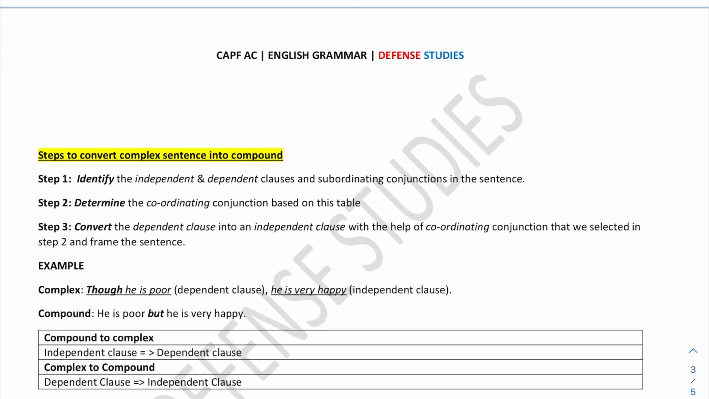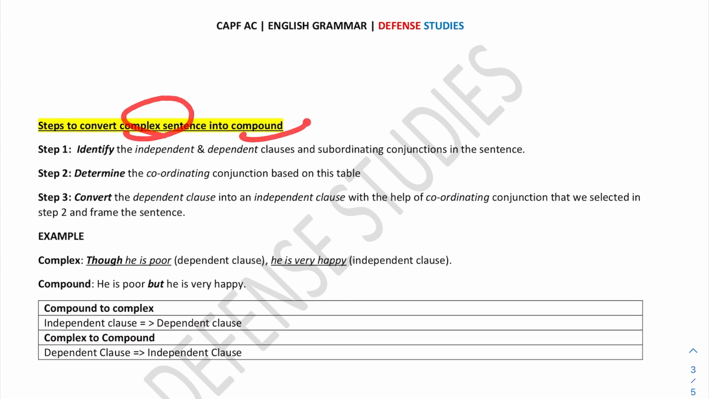But whenever you are converting a complex sentence into a compound sentence, you need to convert the dependent clause into an independent clause. Okay, dependent into an independent clause. Take an example. This is a complex sentence. Though he is poor, it's a dependent clause because it started with the subordinate conjunction though, and he is very happy, again it's an independent clause. So the idea would be we need to convert this dependent clause into an independent clause with the use of this coordinating conjunction. Okay, so he is poor but he is very happy.